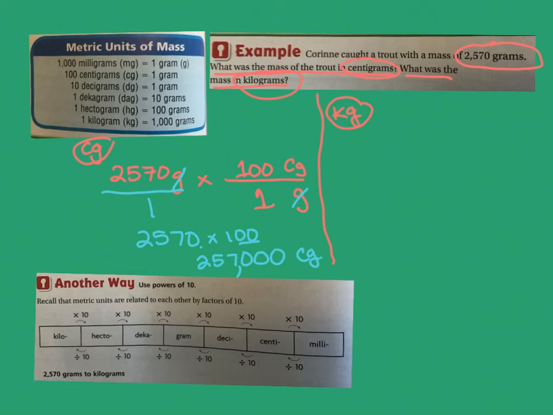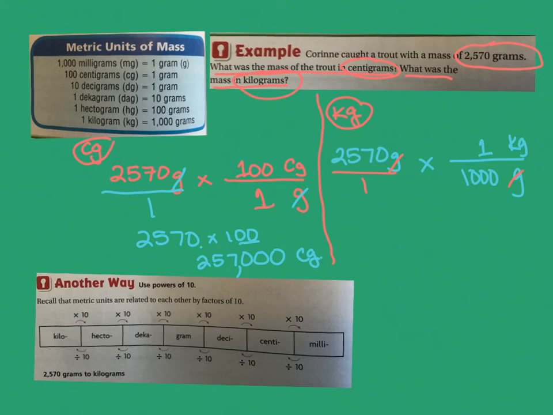If I want to change it to kilogram, I start with my known information, 2,570 grams. I multiply it by my conversion factor. I want to change it from grams into kilograms. I go to my chart to find out the relationship of these two. It takes 1,000 grams to make 1 kilogram. I go ahead and multiply that. I'll change that to a fraction. My labels cancel each other.